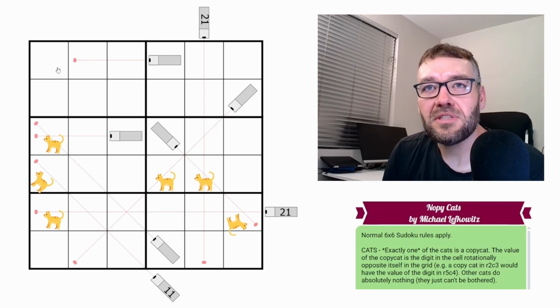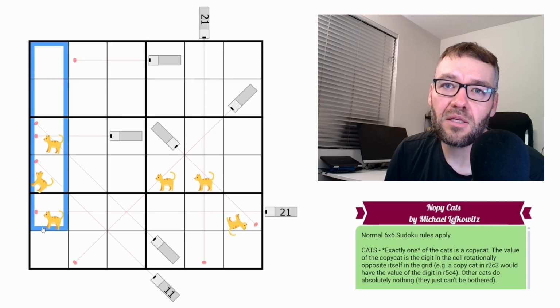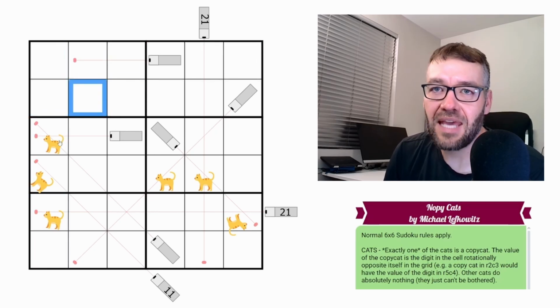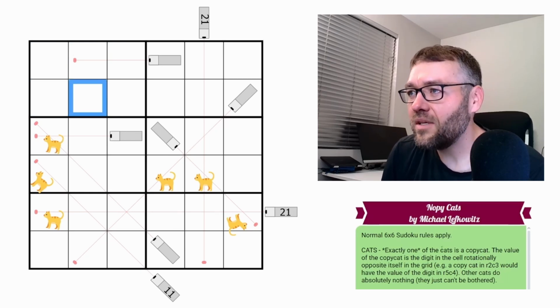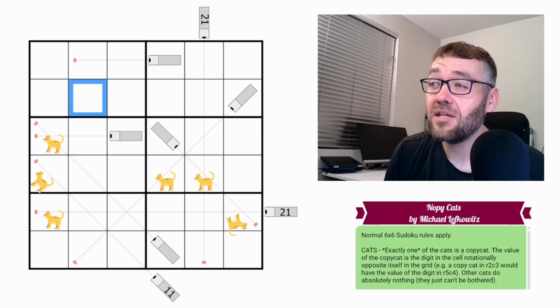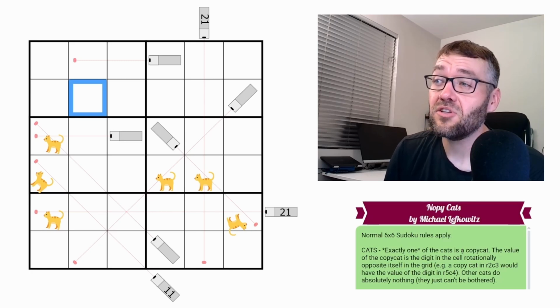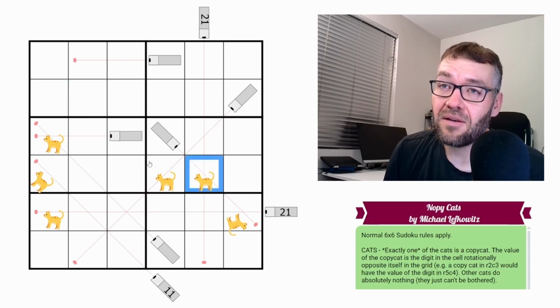All right, so we have normal 6x6 Sudoku rules, so we have to put a 1 through 6 in every row, column, and 2x3 box. In addition, we have these cats, where I've never done these before, but exactly one of the cats is a copycat. The value of the copycat is the digit in the cell rotationally opposite itself in the grid. So basically, if you spin the grid 180 degrees, the cat will match the value in that cell.